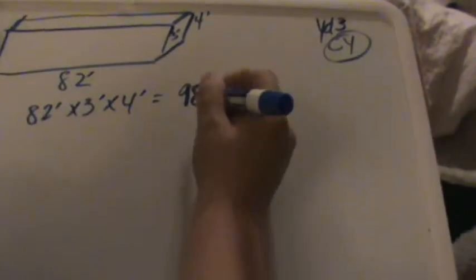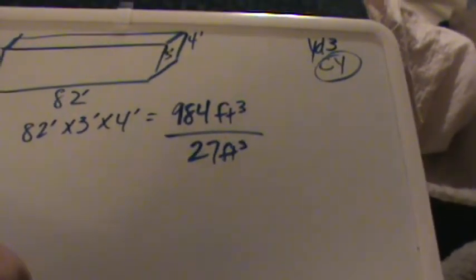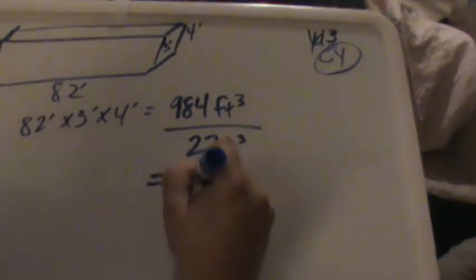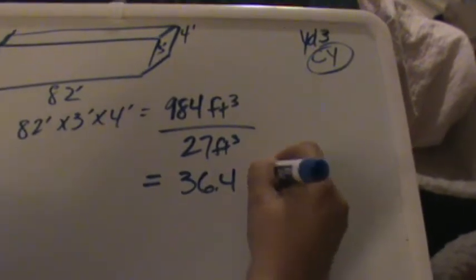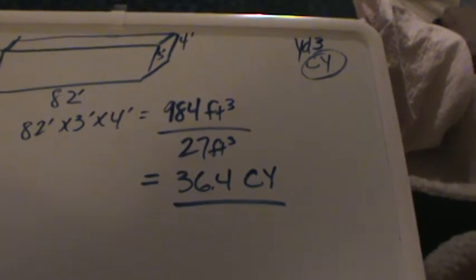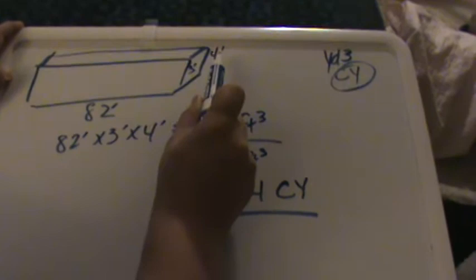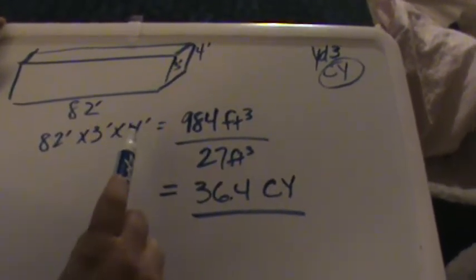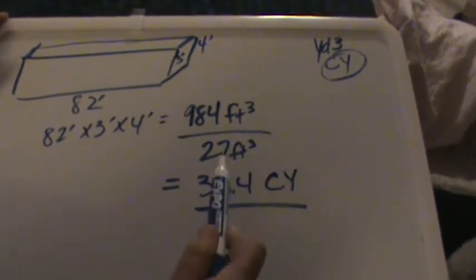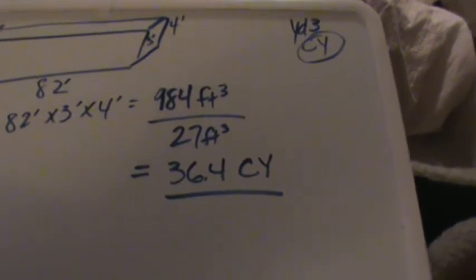So if I divide this by 27 cubic feet, that will give me cubic yards. If I do the math on that, it comes out to 36.4 cubic yards. That is my answer for the first question. Again, all I did was multiply the length times the width times the depth, 82 times 3 times 4, which gave me cubic feet, and I needed to convert that to cubic yards, so I divided it by 27 cubic feet. My answer then is 36.4 cubic yards.